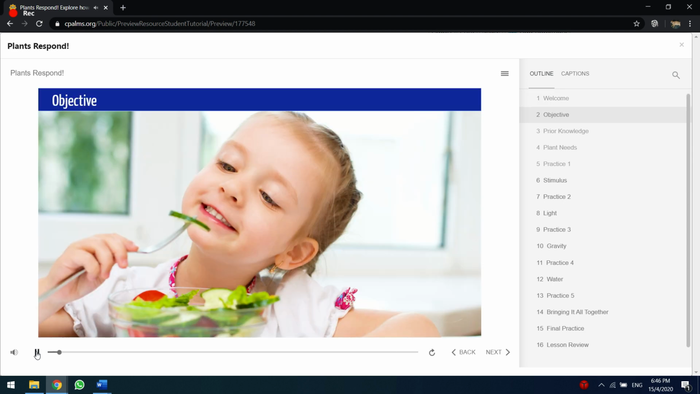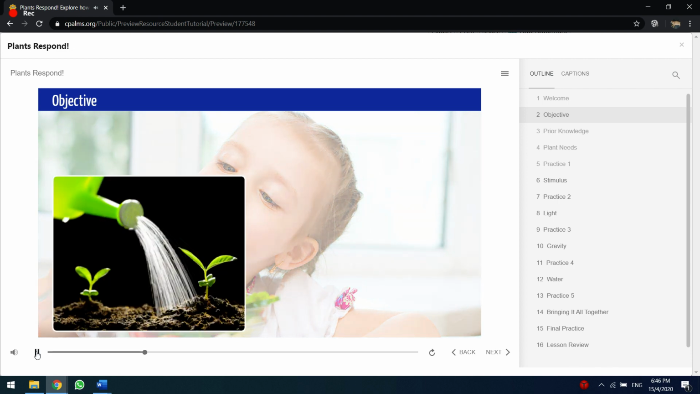People are living organisms, and we need certain things to keep us alive. We need food, like this salad, to give us energy. We also need oxygen from the air, as well as other nutrients. Plants are living organisms too. Just like us, plants need certain things to keep them alive. They need carbon dioxide from the air, water, and sunlight.